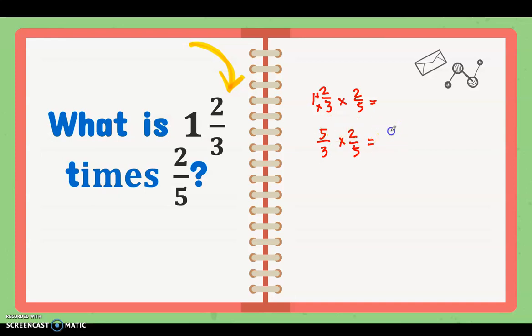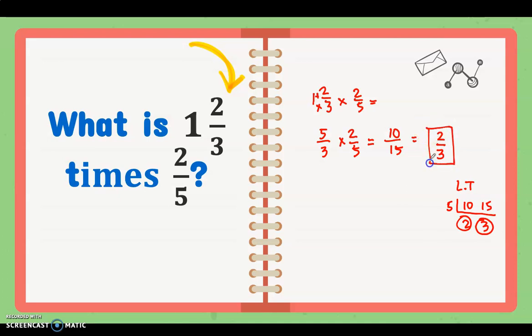So 5 times 2 is 10. 3 times 5 is 15. Then get the lowest term. 10 and 15, we have 5: that is 2, that is 3. So, no other common prime number, so we have 2/3 as the answer.